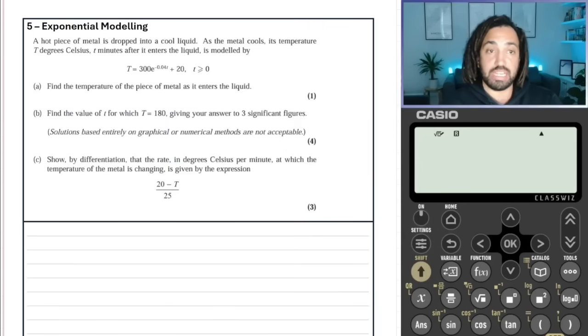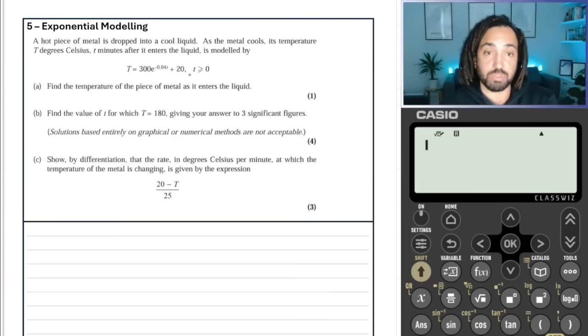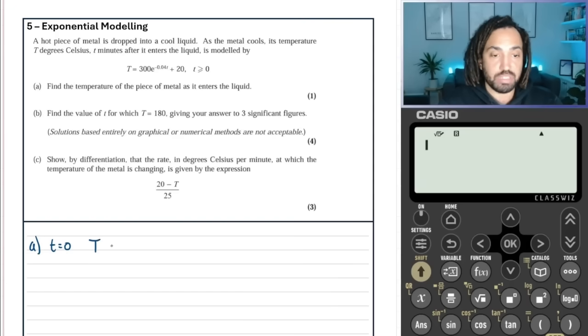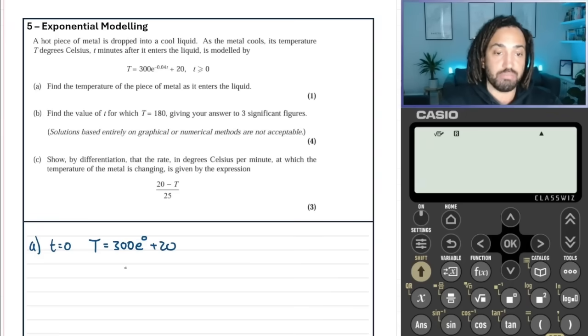Exponential modelling, and a hot piece of metal is dropped into cool liquid. As the metal cools, the temperature is modelled by this. Find the temperature of the piece of metal as it enters the liquid. Well, when it enters the liquid, of course, t is equal to 0. That's little t, the time. So capital T is equal to 300 e to the 0 plus 20.